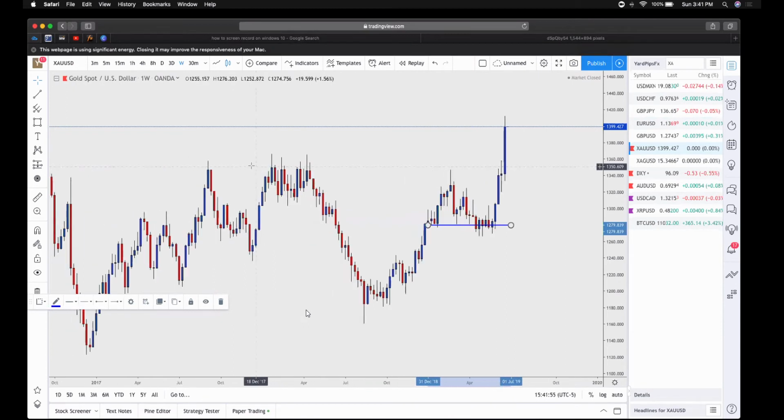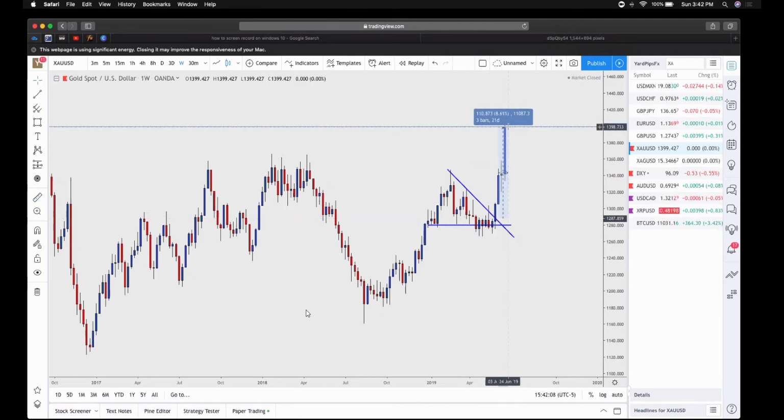Supply and demand and market structure is very important. Very important. For real. This was an easy trade. Like if you got in late at the break of the trend line, that's over 1,100 pips, which is crazy. That's crazy profit.